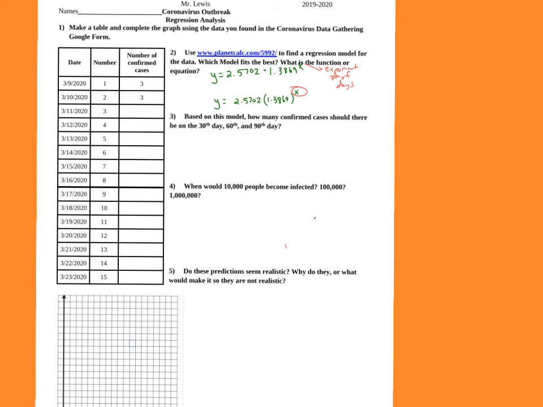For number 3, I'm going to do everything the exact same. This time I'm going to have y equals 2.5702 times 1.3869 all to the 30th power. So that's what I'm doing for 30 days, in red. I put that in my calculator, and I get y equals 48,619.